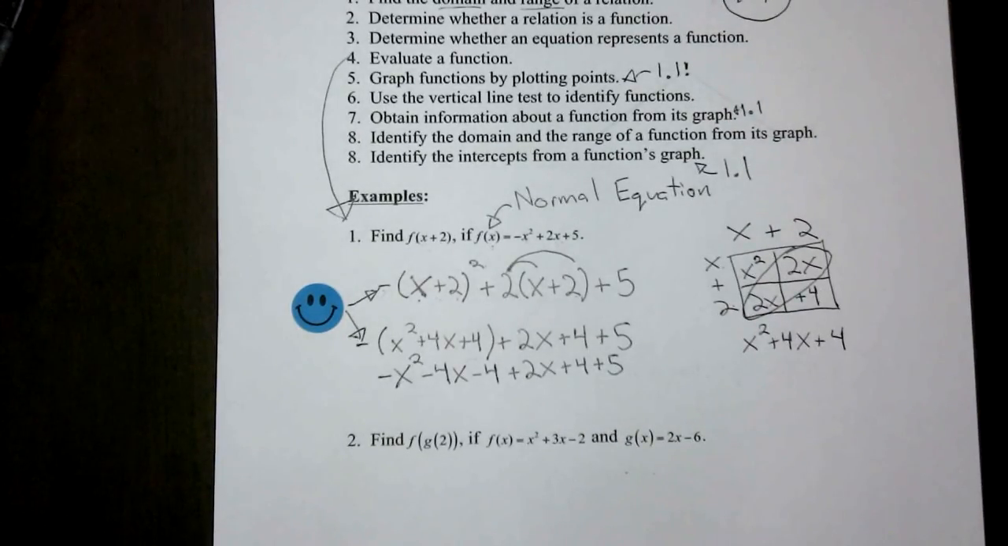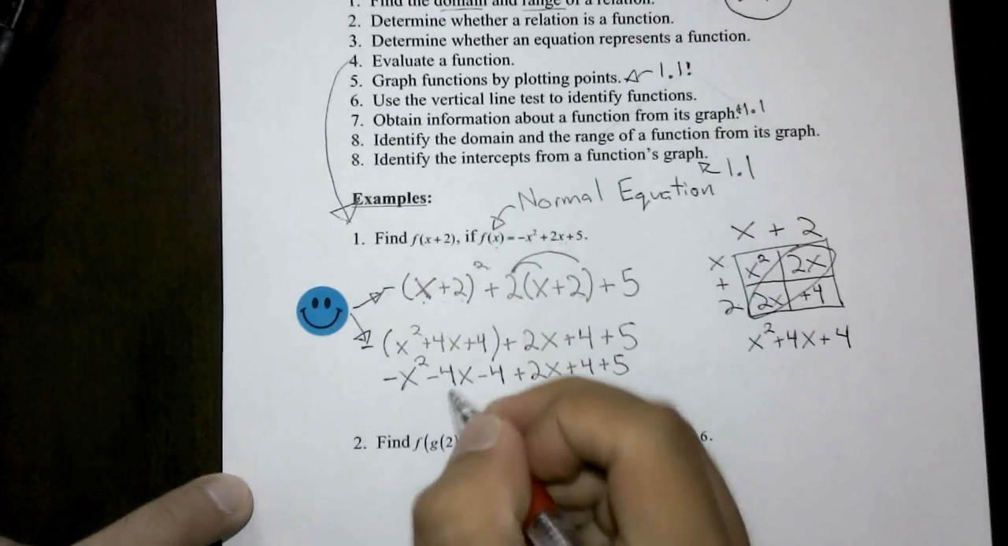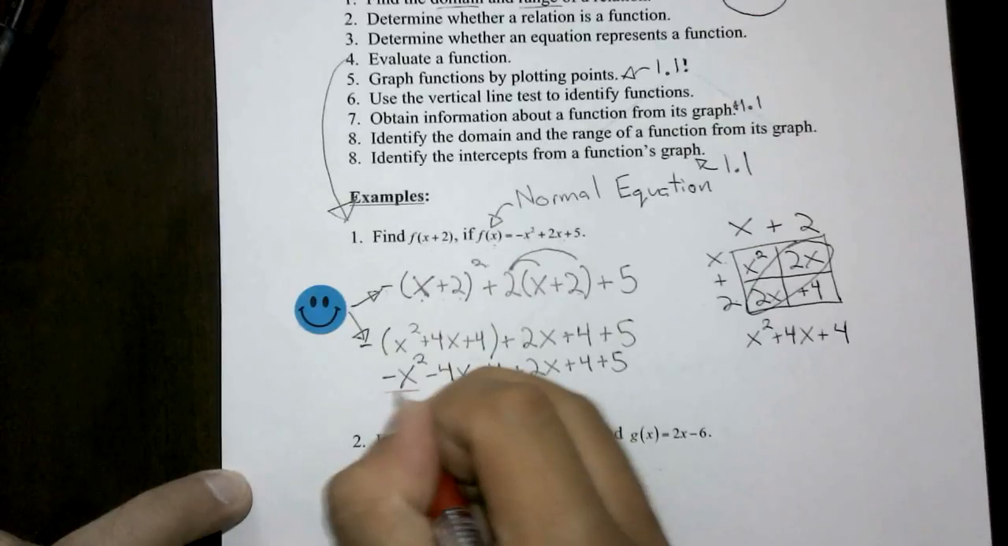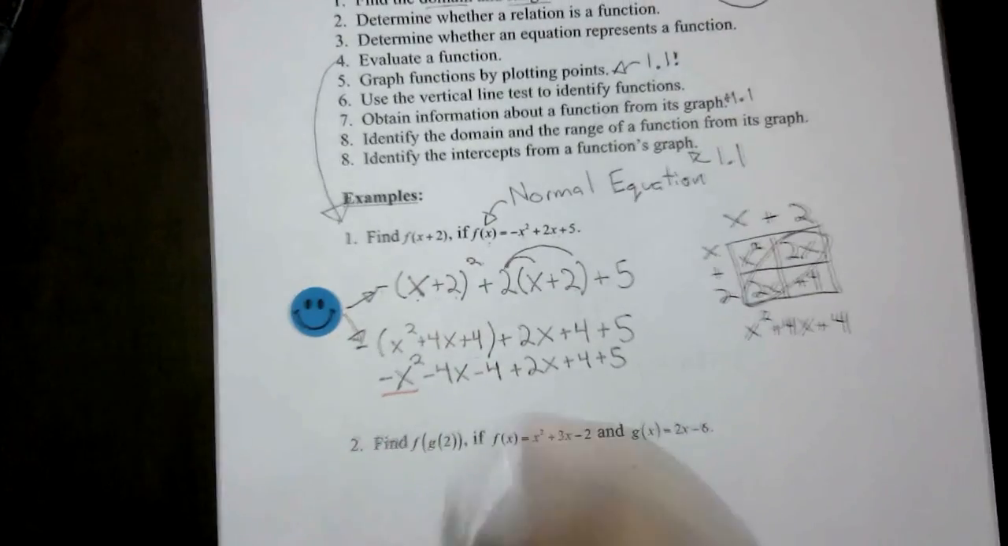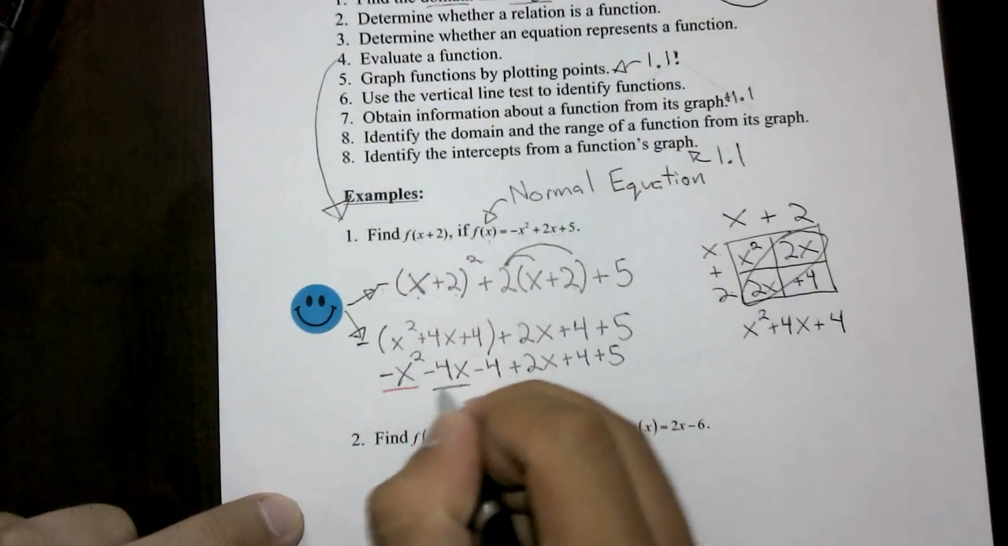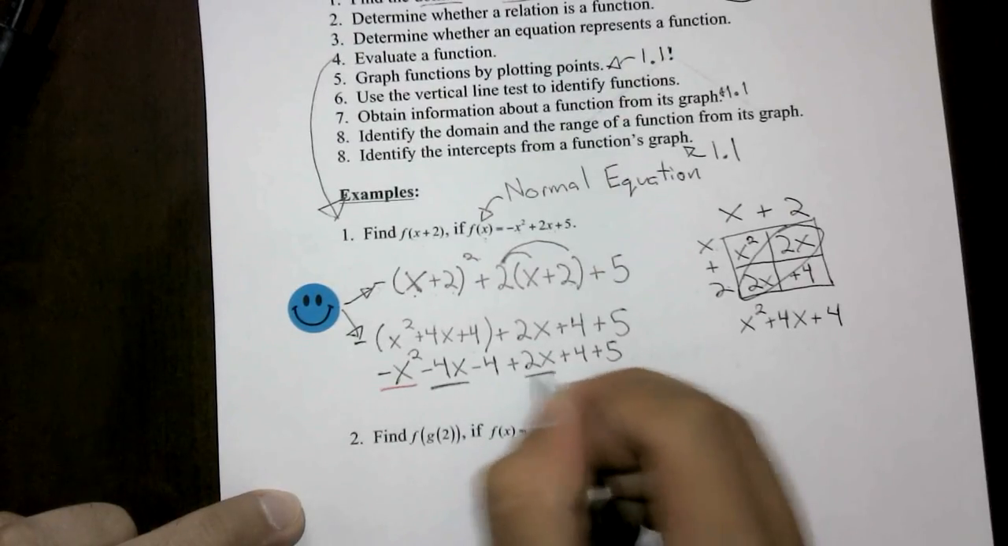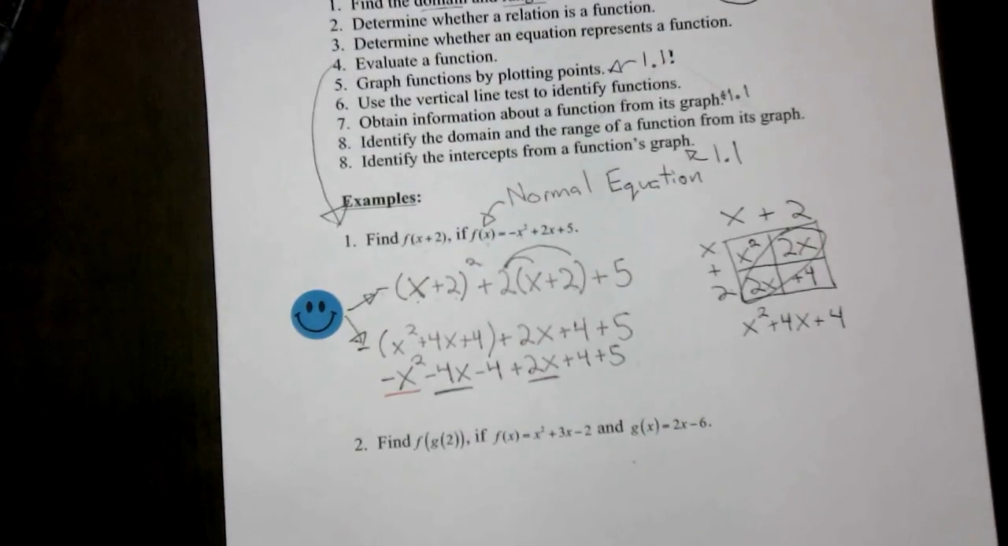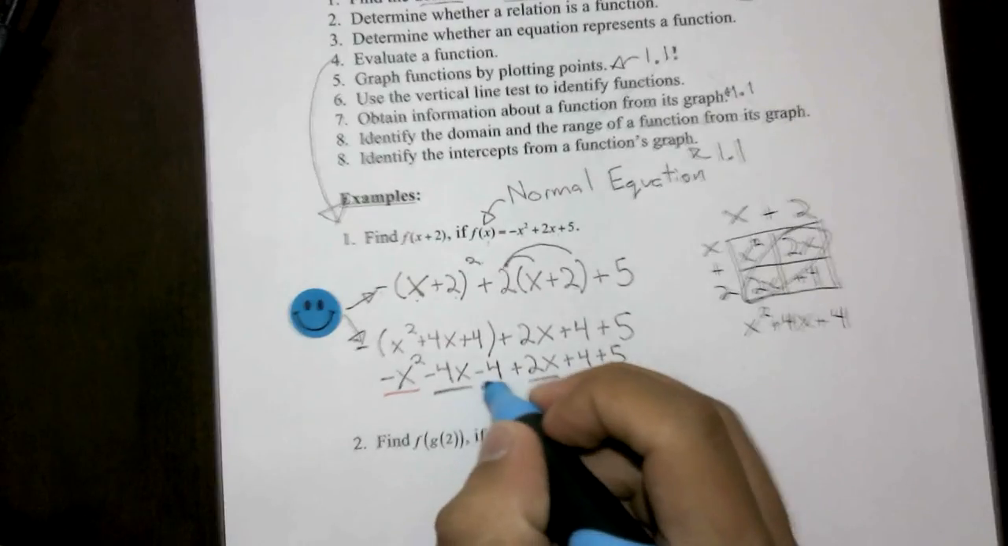You might notice that there are a lot of terms here. If you want to color coordinate, go for it. So I know that I have just one x squared term. I have two x terms. And finally, I have three constants.